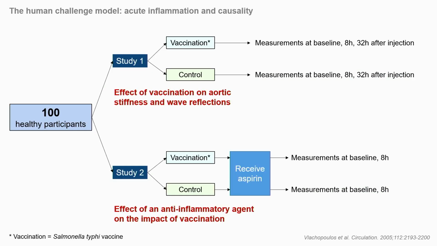Amid speculations that showed some associations between inflammation and arterial stiffness, whether inflammation actually caused vascular stiffness was not certain until 20 years back, when researchers from Greece demonstrated a cause and effect relationship between inflammation and arterial stiffness. They randomized 100 healthy participants into those who received vaccination for typhus and those who did not, and they also put these participants into two groups of study. The first studied the pure effect of vaccination on the aortic stiffness and wave reflections. The second wanted to look at whether anti-inflammatory agents such as aspirin can do something about it.